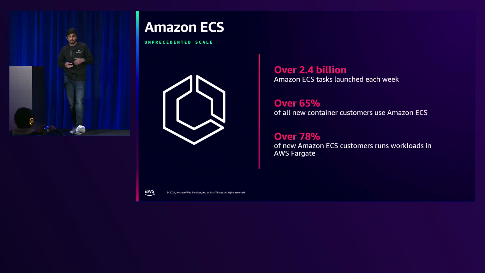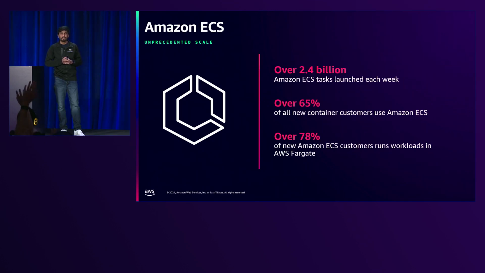Since Amazon ECS has been there for a long time, we have been seeing over 2.4 billion Amazon ECS tasks launched each week. And over 65% of the new container customers use Amazon ECS. And the majority of them are running workloads in AWS Fargate. Can I know how many of you are using completely AWS Fargate on Amazon ECS? All your workloads. Thank you.